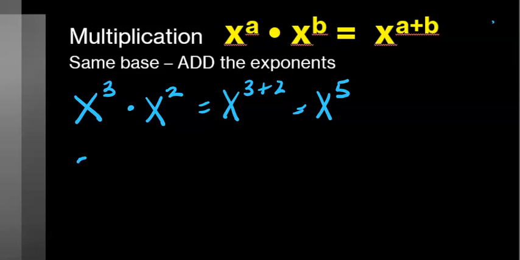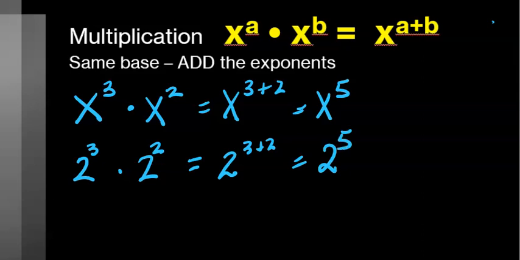So let's say I have 2 cubed times 2 squared. Again, my answer is going to follow the same convention. I'm going to keep the base, and this time it's 2, and then my exponent is going to be 3 plus 2, so 2 to the 3 plus 2, and that equals 2 to the 5th power. All right, the base of 2 is low enough, and also the exponents are low enough, that we could actually check the math here and kind of prove it to ourselves.